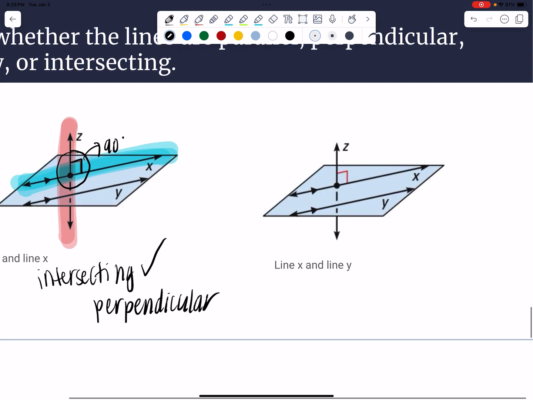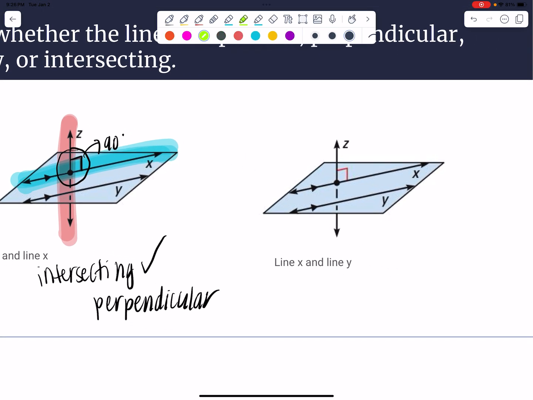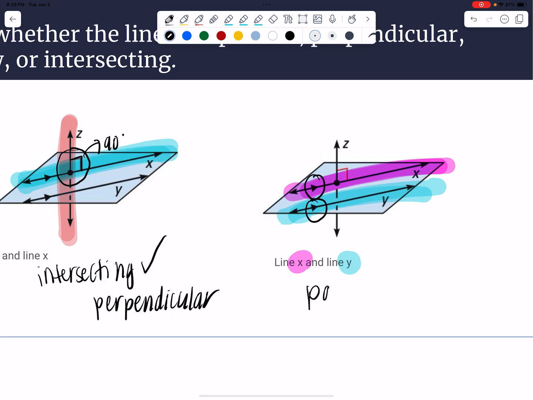Okay. Same picture, same exact picture, but I want to know about line X. Hold on, let me undo that. Line X and line Y. Okay, if they didn't have the markings, we wouldn't be able to say, but because this has a triangle and this has the same triangle, that means that those two lines are going to be parallel, which means that they face the same way and they're never going to touch.